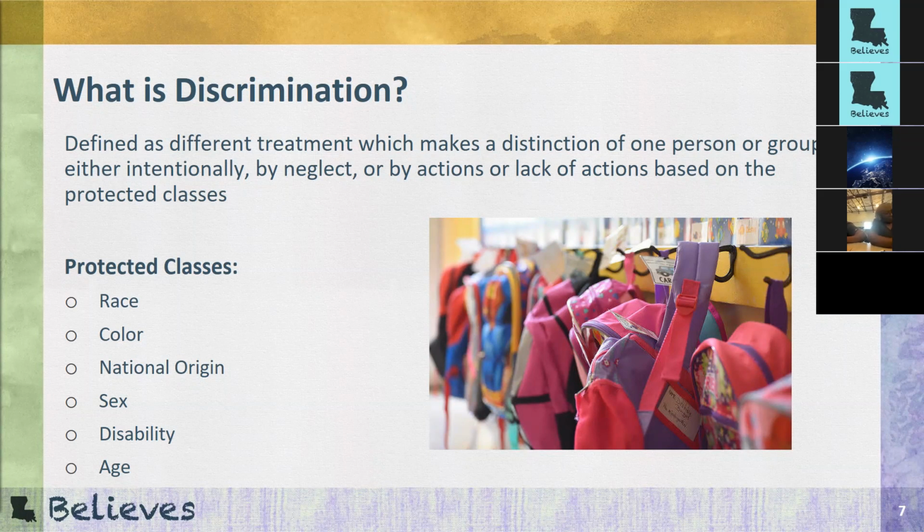Protected classes in the child nutrition program are race, age, color, sex, national origin, and disability. This means that an alleged discrimination complaint will pertain to one of these areas.